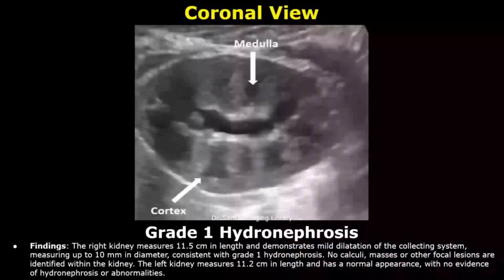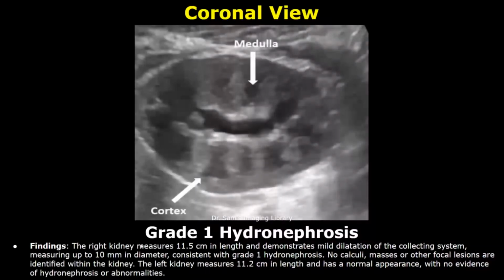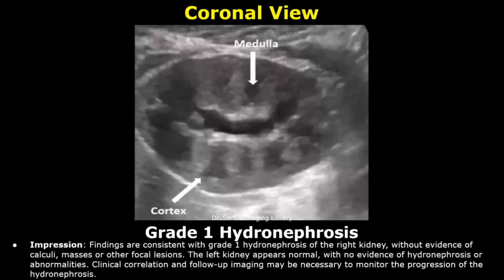Here is a report for grade 1 hydronephrosis. There is mild dilatation of the collecting system measuring up to 10 millimeters in diameter. Here is the impression. Findings are consistent with grade 1 hydronephrosis of the right kidney without evidence of calculi, masses, or other focal lesions.